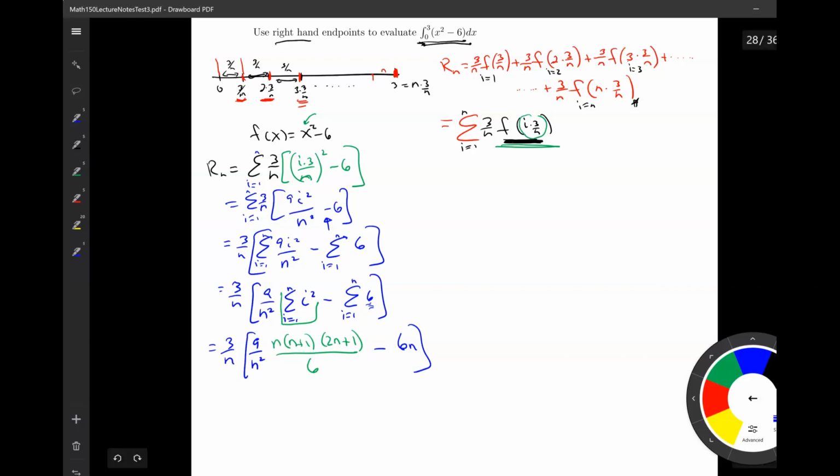So to get the exact area under the curve, 0 to 3, x squared minus 6x, I'm going to take the limit as n goes to infinity of this quantity. So let me bring it up here. So 3 over n out here, because I don't need that parentheses there. And let me join some stuff together here. So 9n, n plus 1, 2n plus 1, all over 6n squared minus 6 over n. Okay, so let's multiply that 3 over n inside.